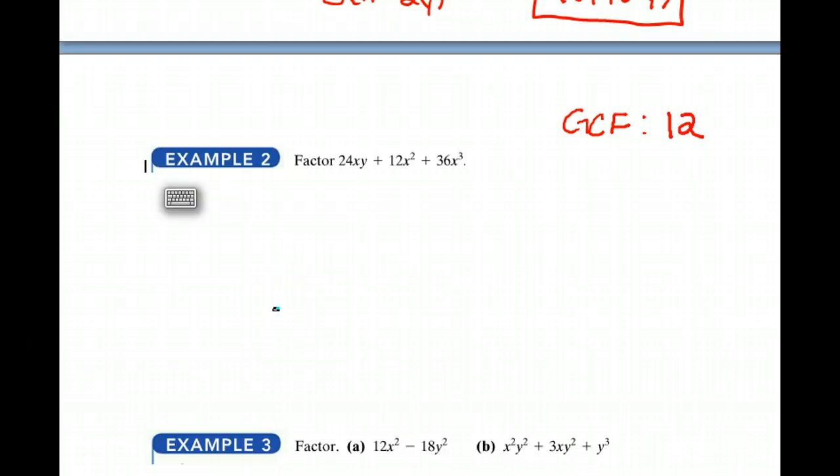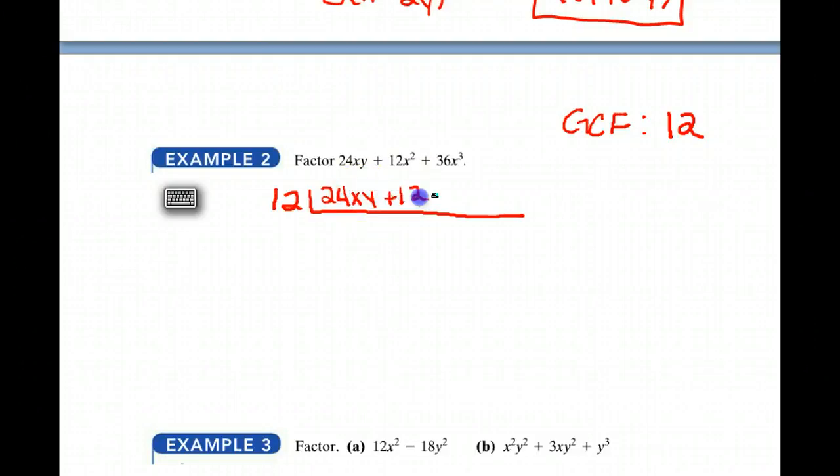If you don't see that largest common factor right away, it's okay, because I'm going to teach you what to do in the event that you have to do this process a couple of times. So what we're going to do is go ahead and bring that 12 out front, and we're going to set up our upside down division and bring down 24xy plus 12x squared plus 36x cubed. And we're going to get ready to divide.